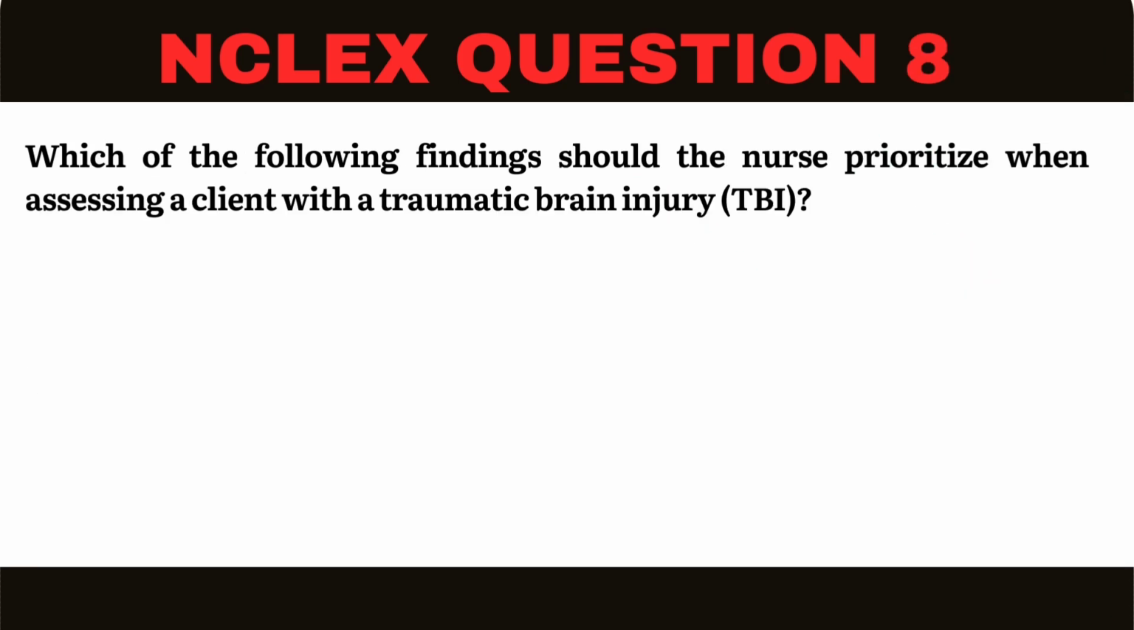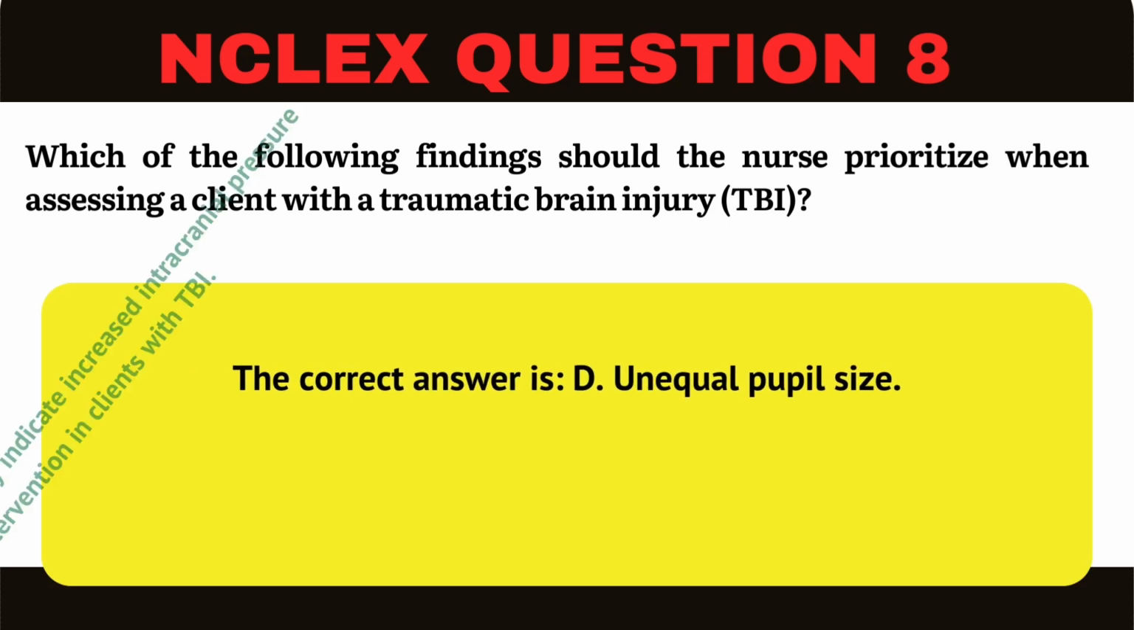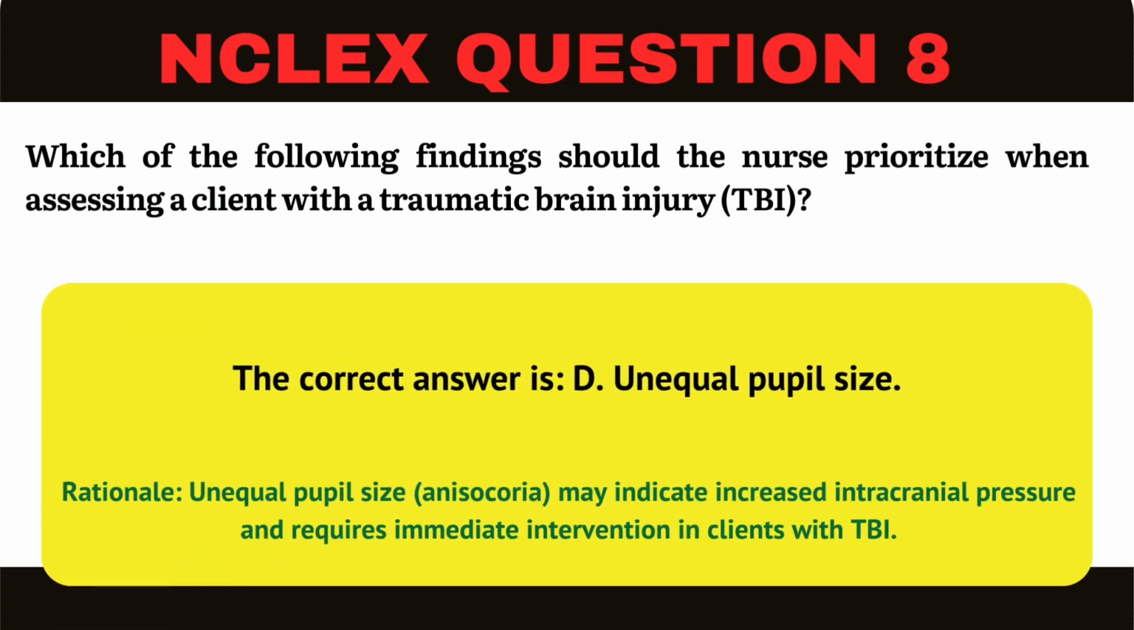Which of the following findings should the nurse prioritize when assessing a client with a traumatic brain injury, TBI? A. Hyperthermia. B. Hypotension. C. Slurred speech. D. Unequal pupil size. The correct answer is D. Unequal pupil size. Rationale: unequal pupil size, anisocoria, may indicate increased intracranial pressure and requires immediate intervention in clients with TBI.